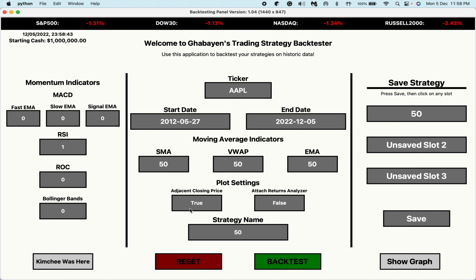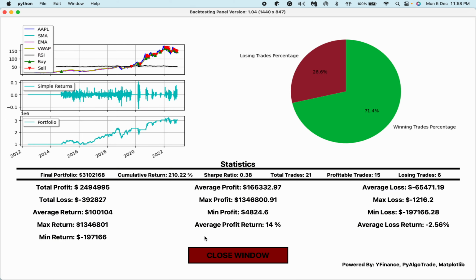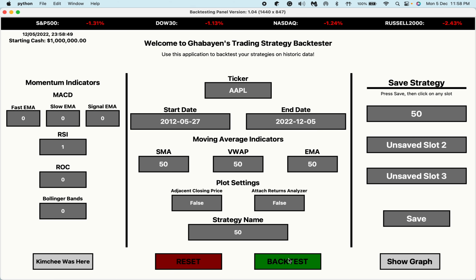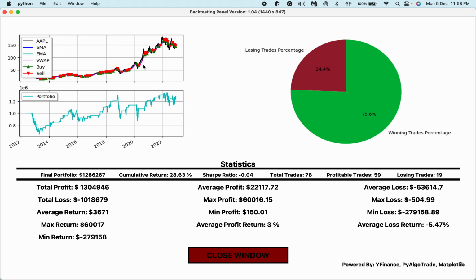And of course, I can play around with the plot settings, but in order for me to see that visually over here, I'm going to have to press backtest. Turning off adjusted closing price is going to play around a little bit with the price, so that really shouldn't be much of a difference. But as you can see, I lost my second graph, and I think I've done a little bit more trades.